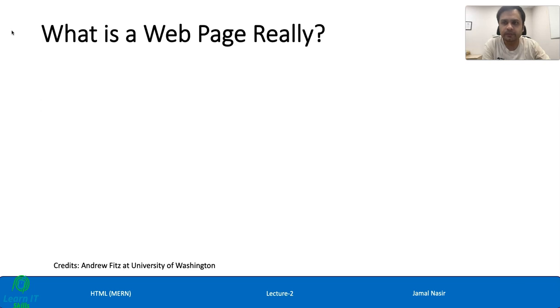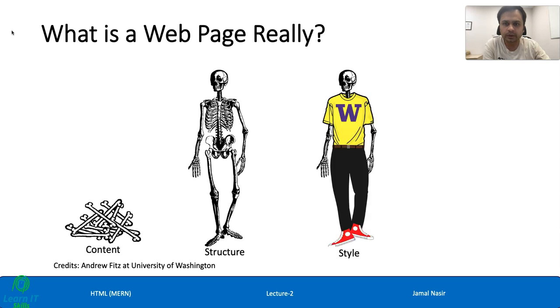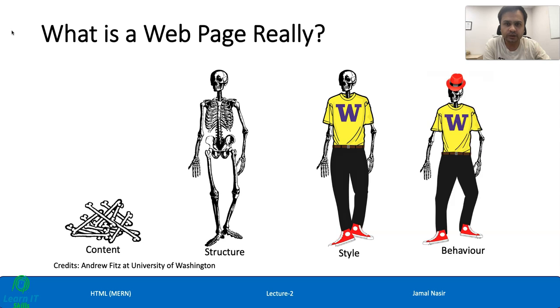So what is a web page really? We have content. It could be images, it could be words, anything. But this content is not useful by itself. We need some structure. And if we want to make this structure look better, then we need some style. After styling, obviously we need some sort of response, some movement of it. So we need some behavior.